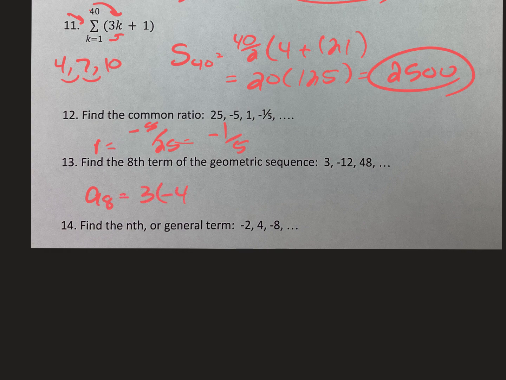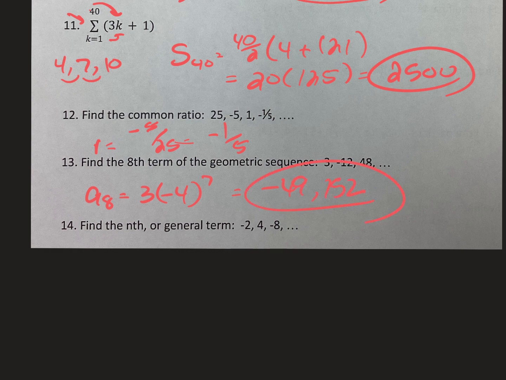R is negative 4 to the n minus 1 power. So it would be the 7th power. So I can punch that in. 3 times negative 4 to the 7th power. I think that's 7. I'm getting negative 49,152. Pretty big number, but it's geometric.